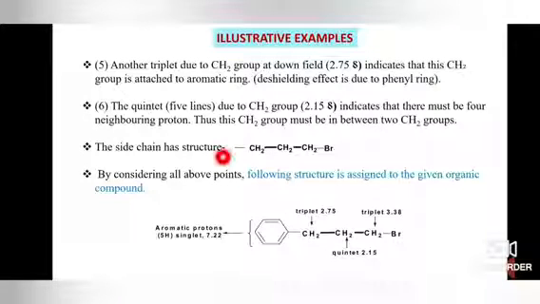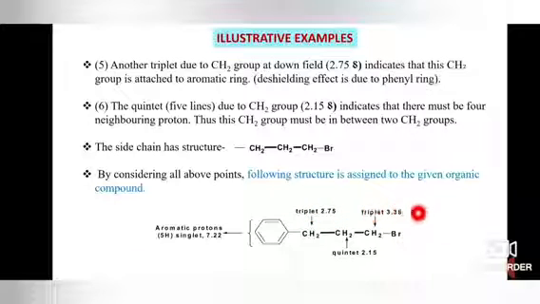The other triplet due to CH2 at downfield indicates this CH2 group is attached to the aromatic ring. Due to the deshielding of the aromatic ring, it appears at a higher delta value. The quintet due to CH2 at 2.15 delta indicates there must be 4 neighboring protons, so this CH2 must be in between two CH2 groups. So the side chain is CH2, CH2, CH2, Br. Therefore, considering all the above points, we can assign the structure of the molecule as a benzene ring having this side chain CH2, CH2, CH2, Br.